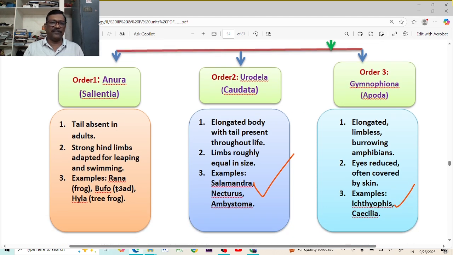These anurans are only the toads or frogs, Rana, Bufo and Hyla and some other frogs in this Anura. But in Urodela and Gymnophiona, the tail is present, whereas in Anura the tail is absent, but during the tadpole larval stage, the tail is present in these anurans also. This is the evolutionary development. First anurans, next Urodela, the salamanders, and next the Caecilians.